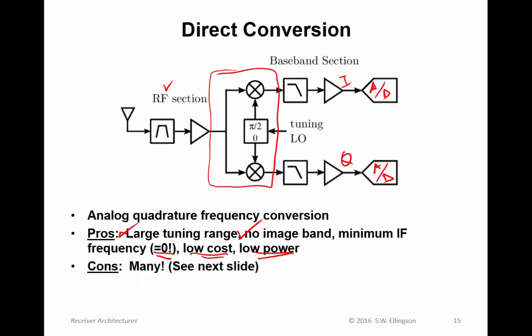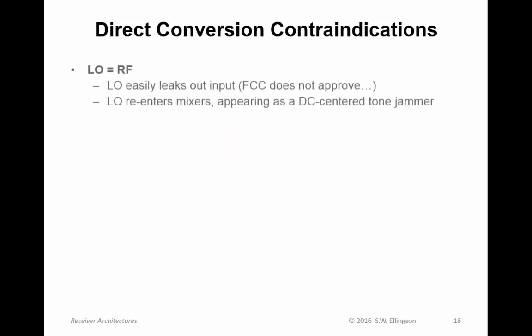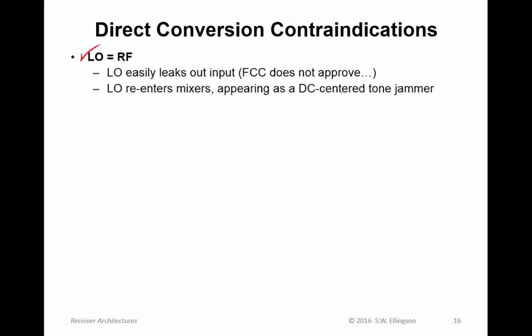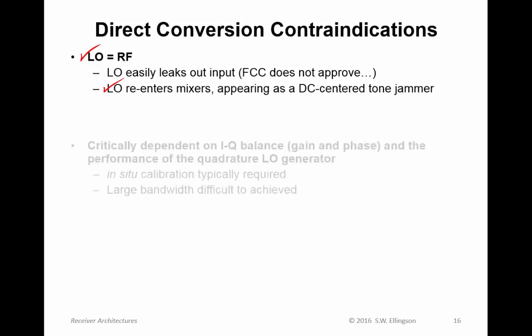However, there are also many disadvantages, and this tends to keep direct conversion from showing up in all but applications in which cost and power must be absolutely minimized. So here are the contraindications for direct conversion. First, the LO frequency is equal to the RF frequency. This means the LO easily leaks out the input, and the FCC, the Federal Communications Commission, and regulatory bodies throughout the world disapprove of this. Your receiver should not be transmitting. Furthermore, the LO re-enters the mixers appearing as a DC-centered tone jammer. I explained that problem when we talked about quadrature down conversion.